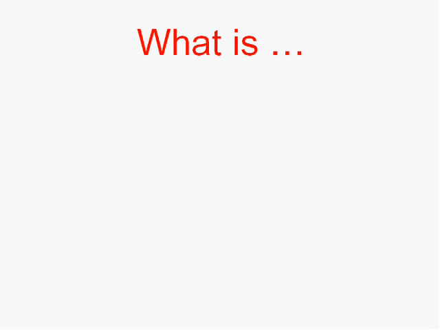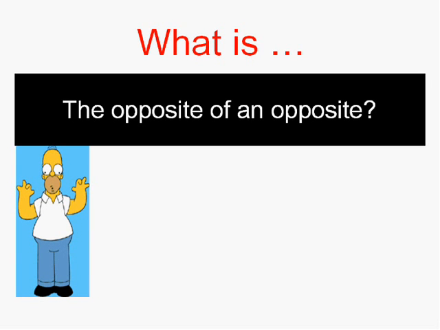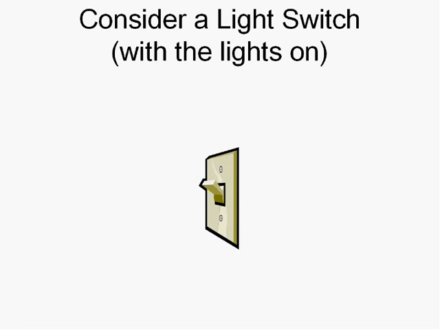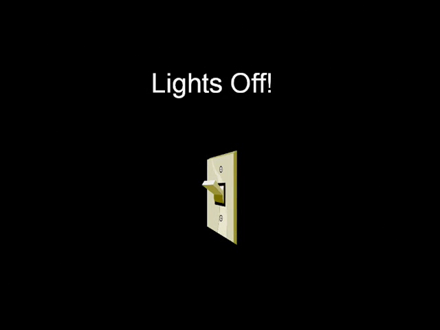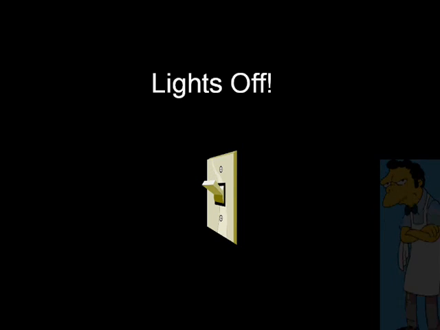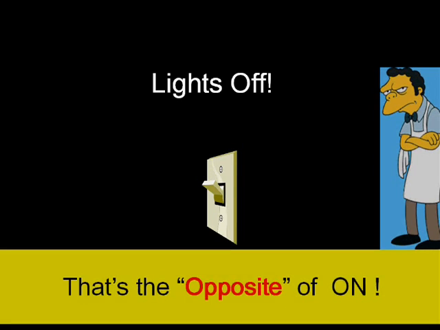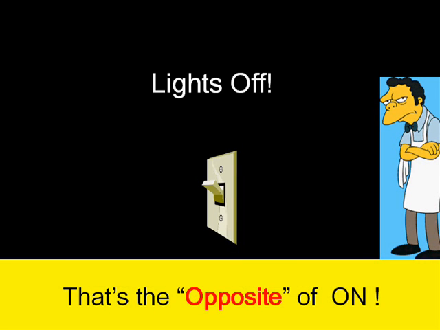Now I want you to consider this word opposite. What is the opposite of an opposite? The opposite of the opposite. Are you pondering what I'm pondering? Well, think about a light switch. We'll start with the light switch on. If we flip it once, the light goes off. Very basic, isn't it? That's the opposite. The opposite of on is off.